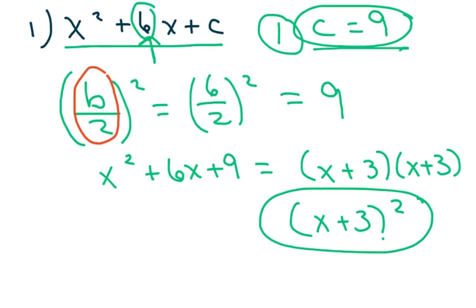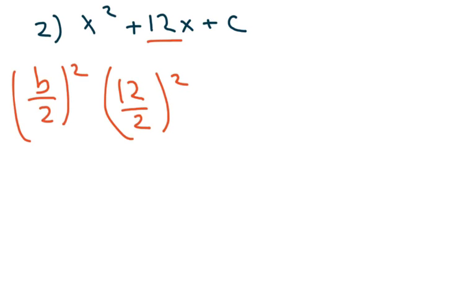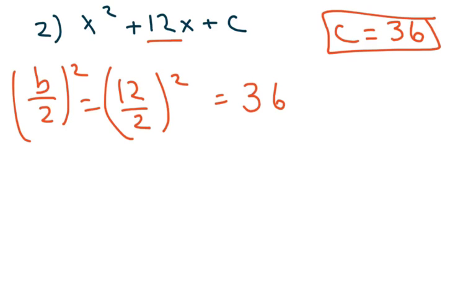So let's go to the next one. What will make this a perfect square trinomial? So we take our b, divide it by 2, and square it. So that's b over 2 squared. That's going to be 6 squared, which is 36. So c equals 36. That's the first step.